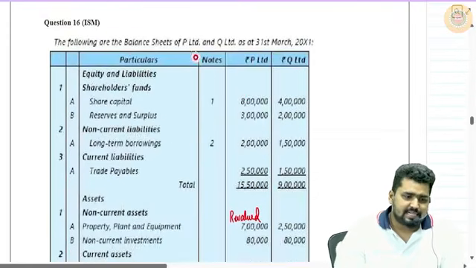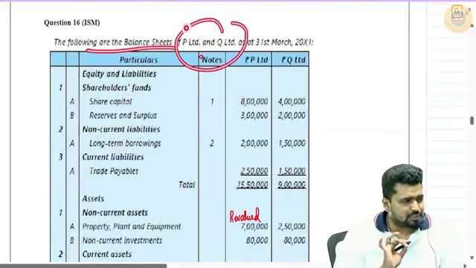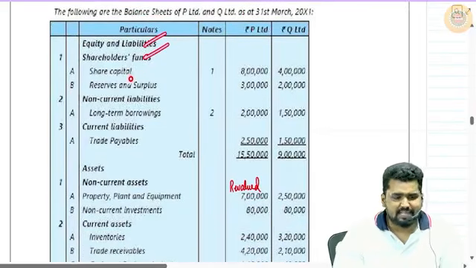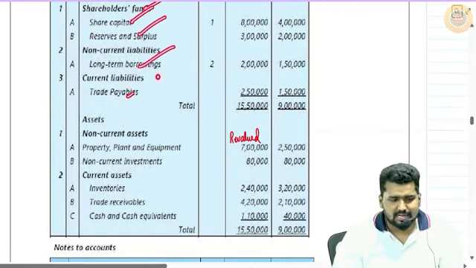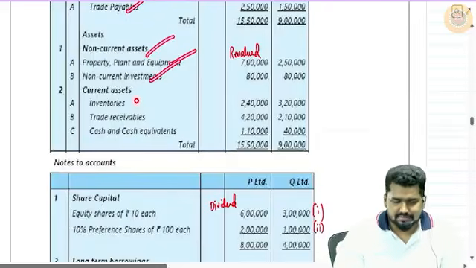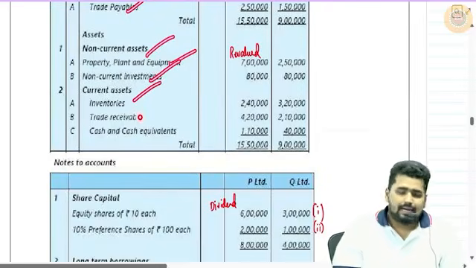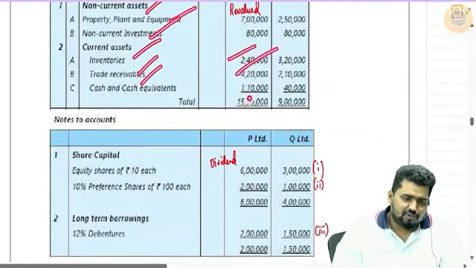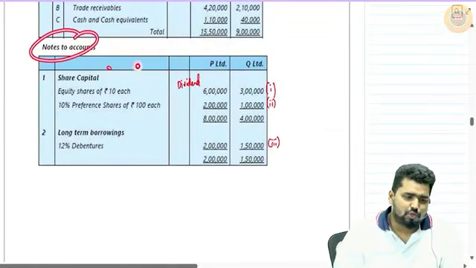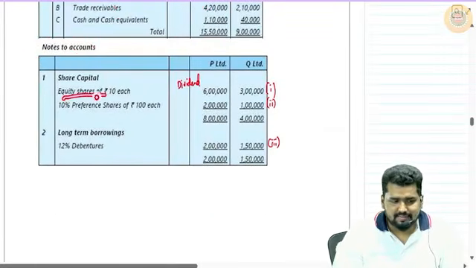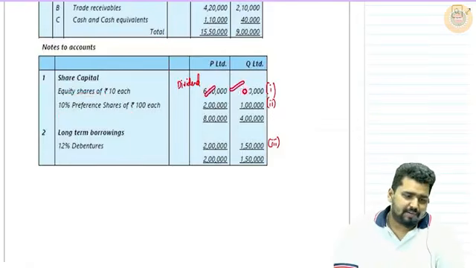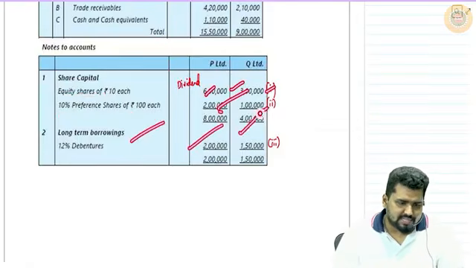Listen to me. This is an ICA study material question. Super question. Good question. Listen. Equity and liabilities. They have given share capital, reserves and surplus, non-current liabilities, trade payables, and assets also PPE. They have given non-current assets, investments. And current assets also they have given 240, 420 and everything. Share capital they have given in the notes to accounts. In share capital we are having equity shares as well as preference shares. So P Limited, Q Limited, every amount they are giving, long term borrowings, everything they have given.